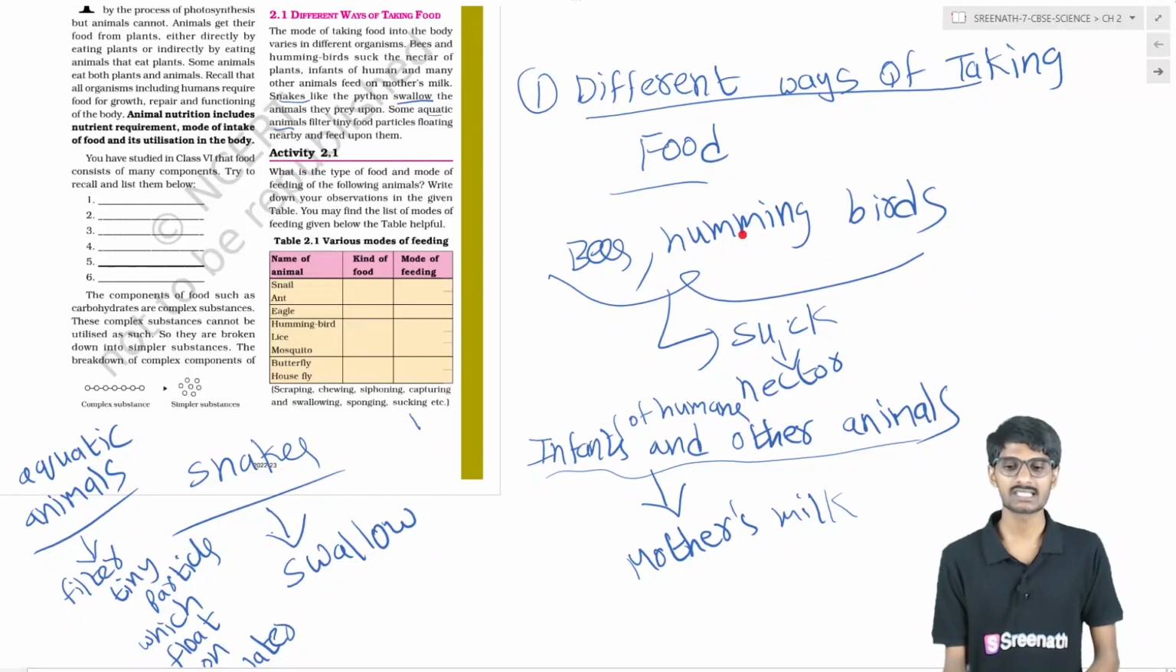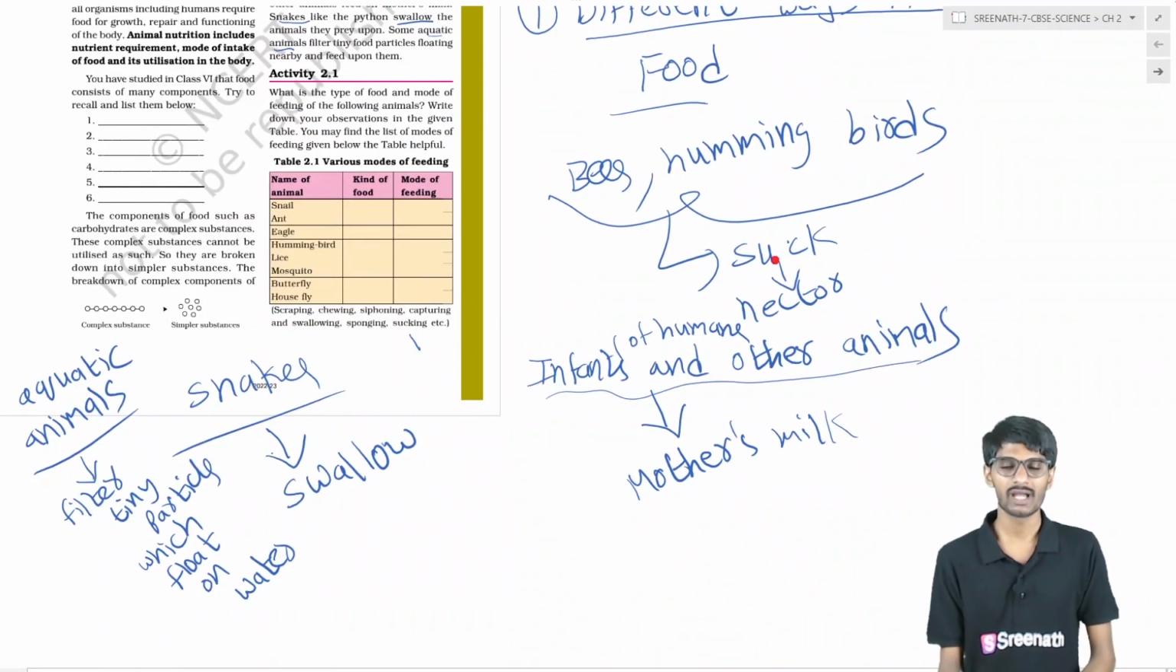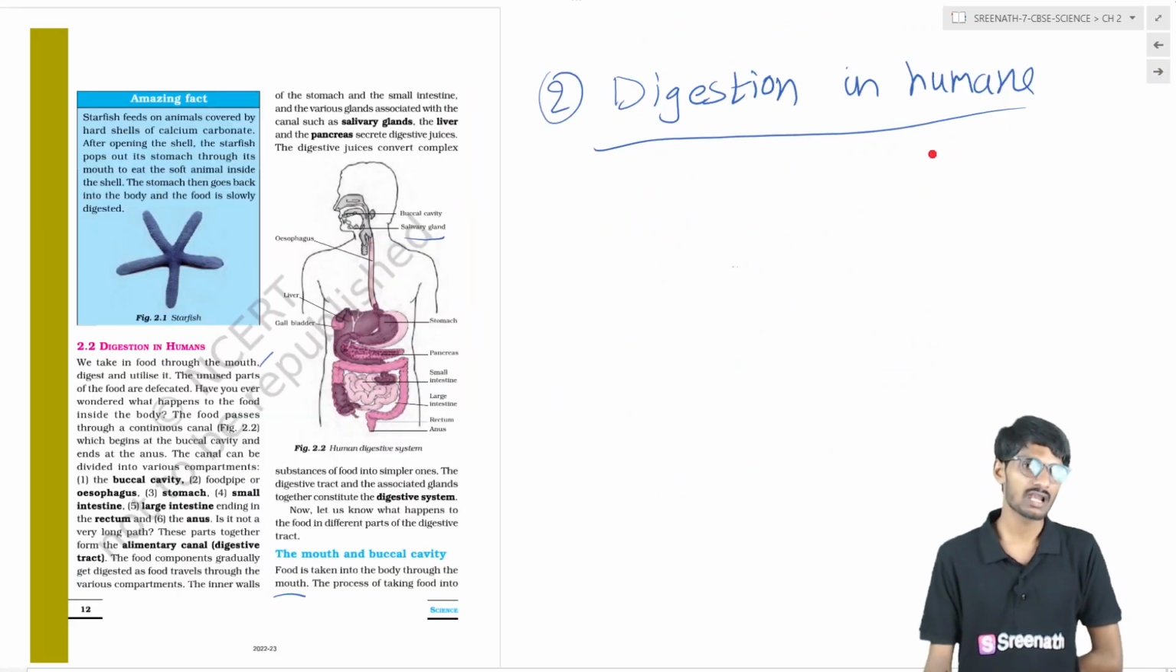Bees and hummingbirds take food by sucking nectar, infants of humans and other animals feed on mother's milk, snakes swallow, and aquatic animals filter tiny particles. There are different methods of feeding: scraping, chewing, siphoning, capturing, swallowing, sponging and sucking. These are the different ways of taking food. That is all about the first part.